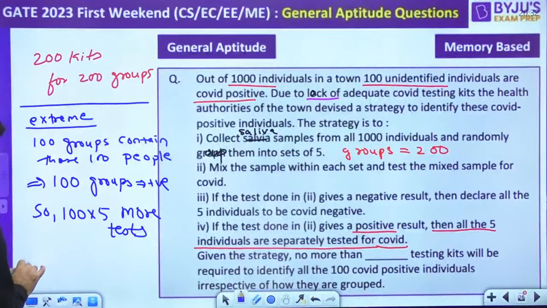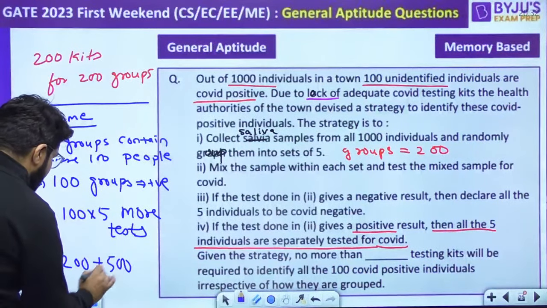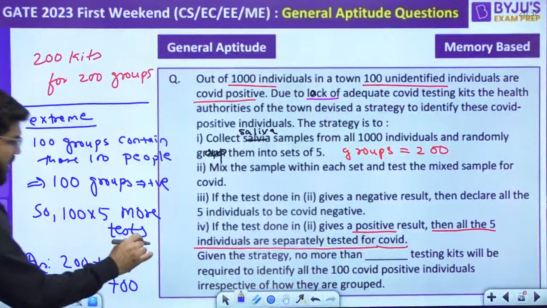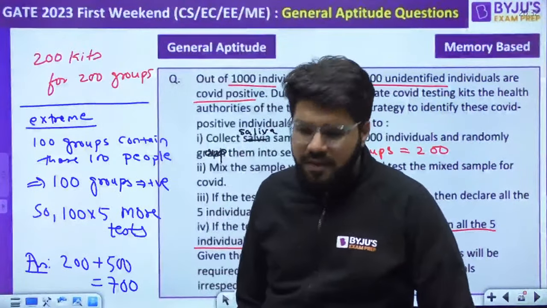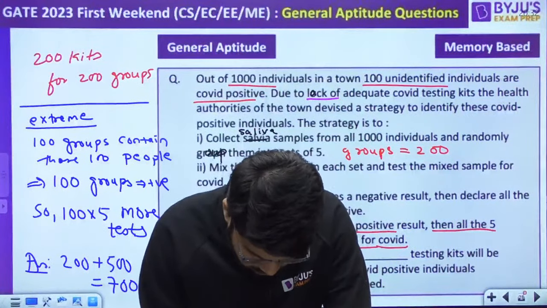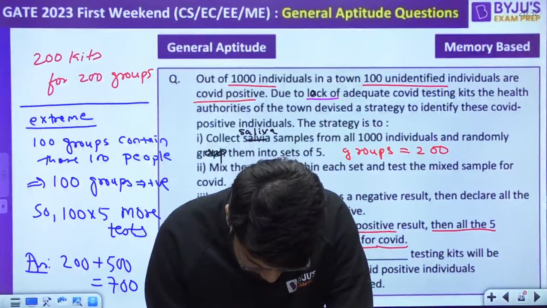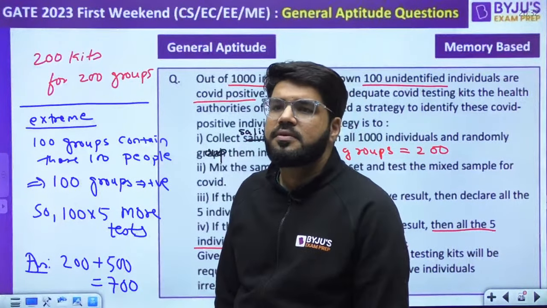Okay, so what is the answer? 200 first group wise and then separately 500. Total answer will be 700. Okay, 700. There were 4 options. I think they're not mentioned here, but yeah, total it's going to be 700 be the answer. Clear everybody? 700 be the answer.